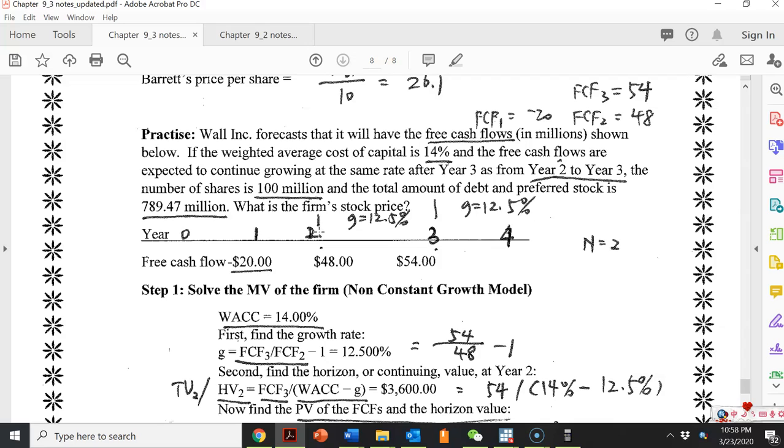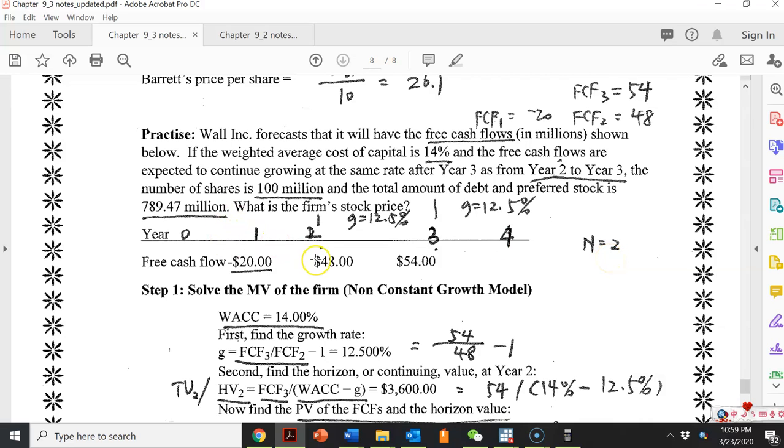This question is saying that free cash flows are expected to grow at the same rate after year 3 as from year 2 to year 3. So we know after the 2nd year, free cash flows grow at the same rate. From year 2 to year 3, we have a growth rate, and it's the same as the growth rate from year 3 to year 4, or any year afterwards. So here, a very tricky part is that you have to tell your horizon date is 2.